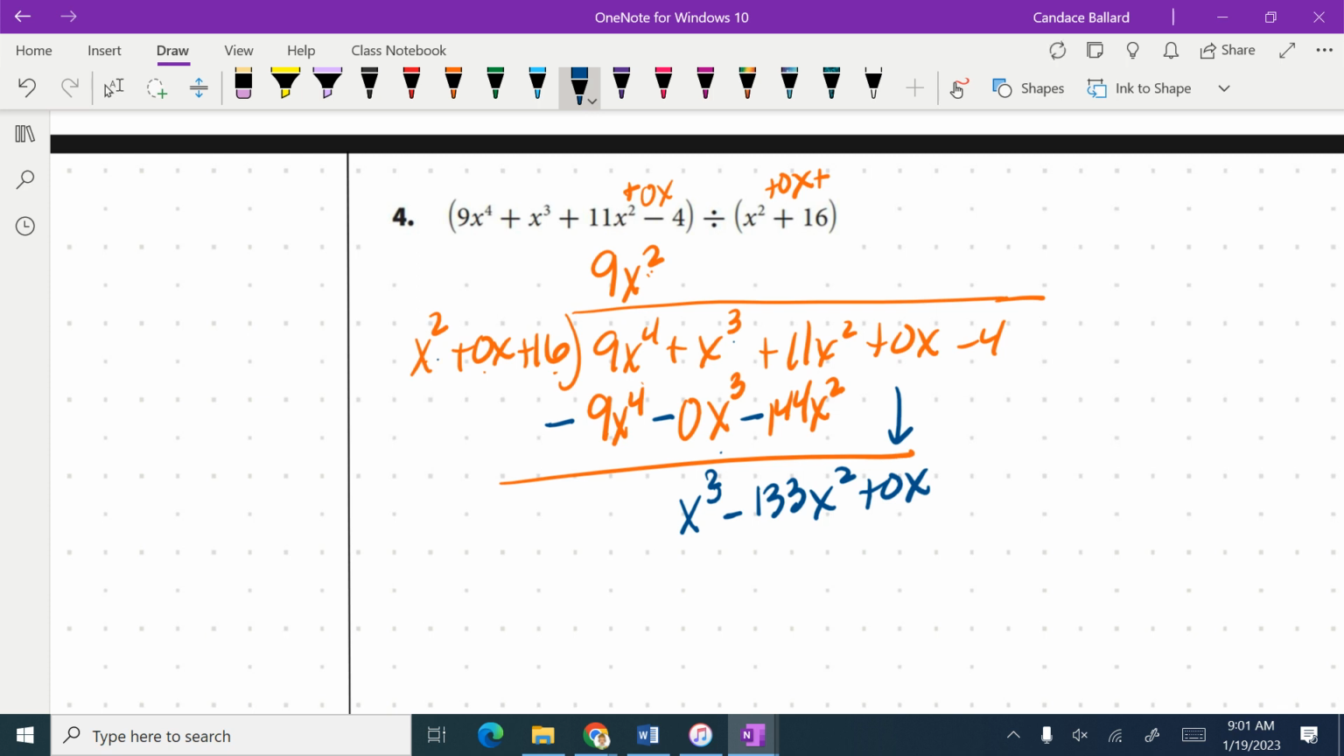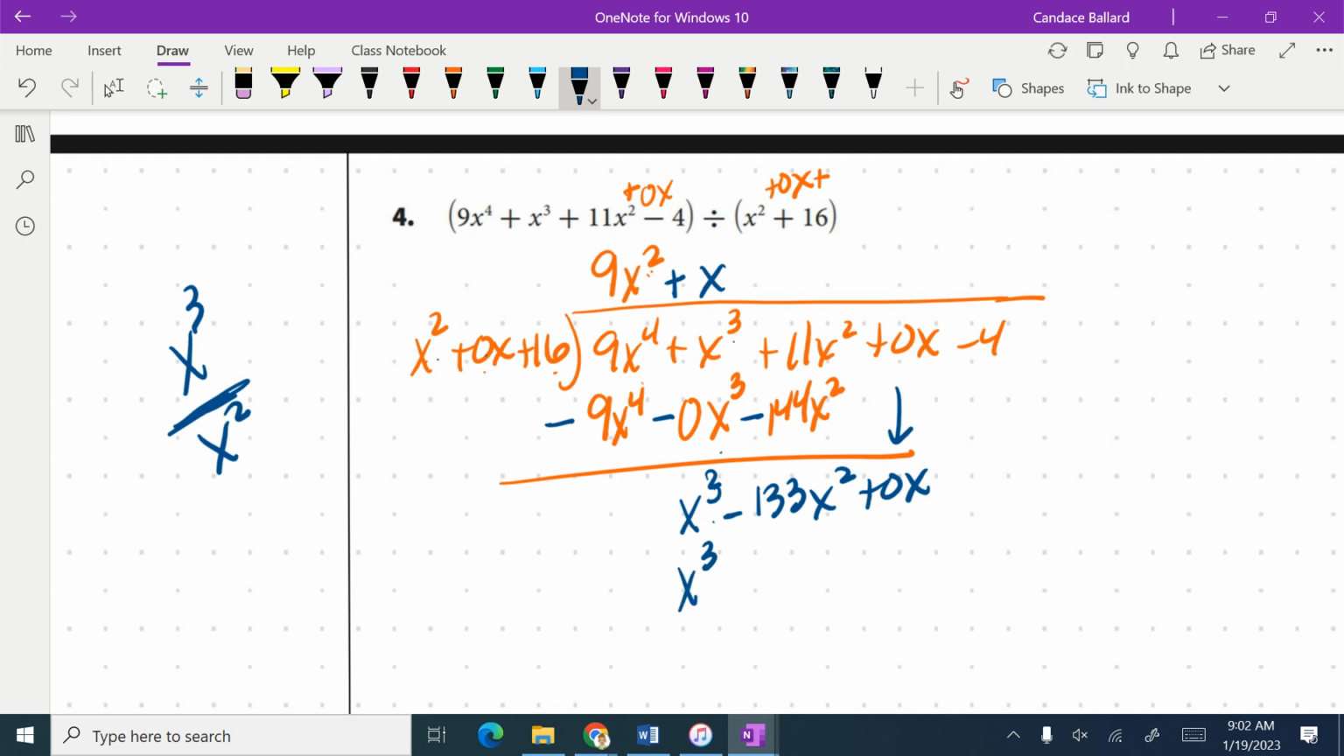Okay, how many times does x squared divide x cubed? X. If you're having trouble with it, think about it this way: when we're dividing, we have to subtract the exponents. All right, what are we supposed to do in algebra 2? Distribute.